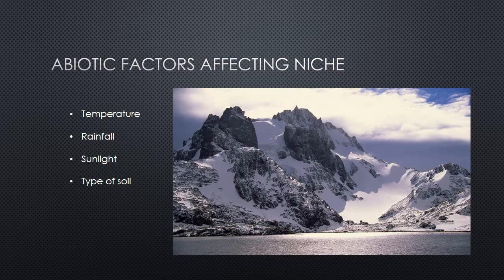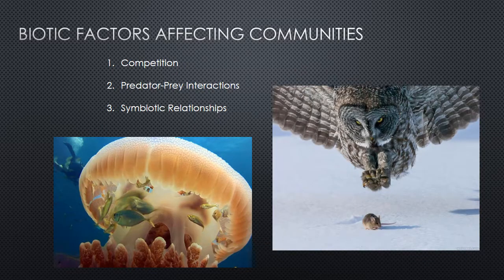So here are the main abiotic factors that affect niche: temperature, rainfall, sunlight, and type of soil. These can change over time, such as climate change, or can change suddenly, such as a sewage spill or an oil spill, and immediately affect the population density and the population richness. Now, the biotic factors affecting a community are competition, predator-prey relationships, and symbiotic relationships. We're going to go through those kind of quickly.